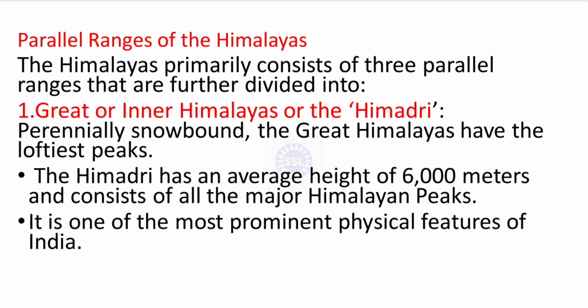Parallel ranges of Himalayas. The Himalayas primarily consist of 3 parallel ranges that are further divided into 3 types. Greater or inner Himalayas, also called Himadri. Perennially snowbound, the Great Himalayas have the loftiest peaks. All highest peaks are located in Greater Himalayas. Himadri has an average height of 6,000 meters and consists of all the major Himalayan peaks. It is one of the most prominent physical features of India.